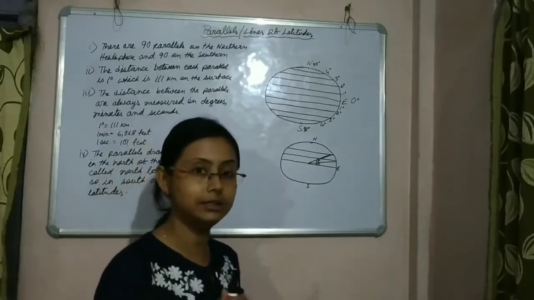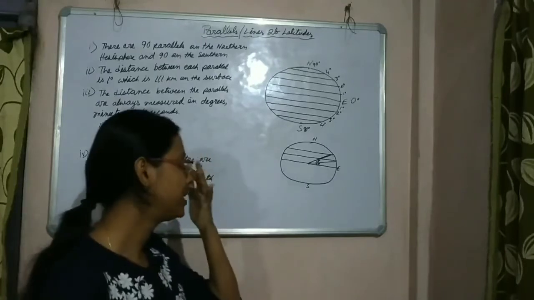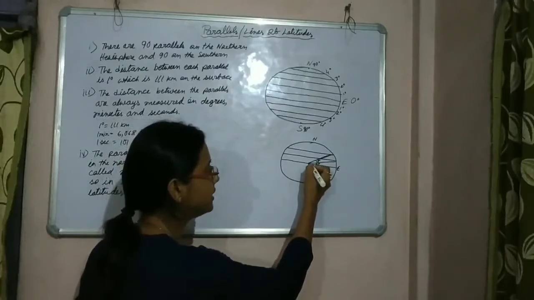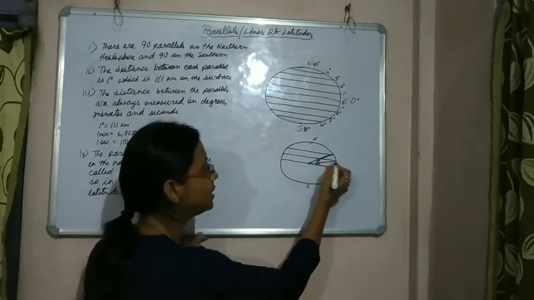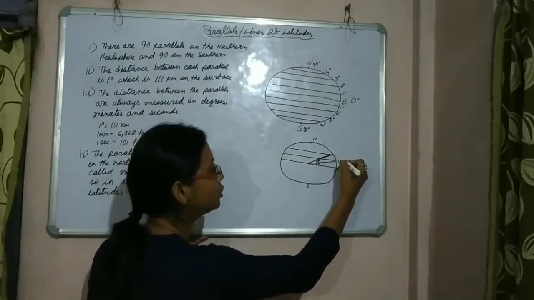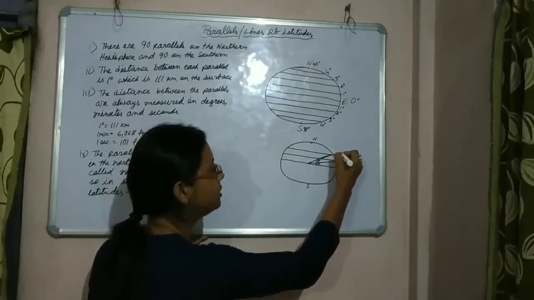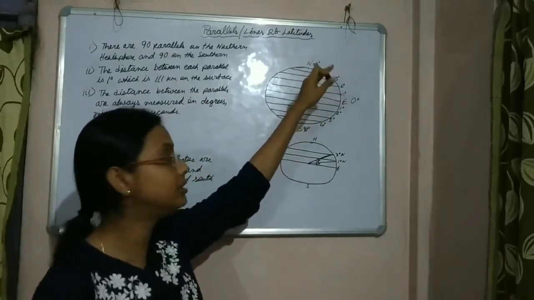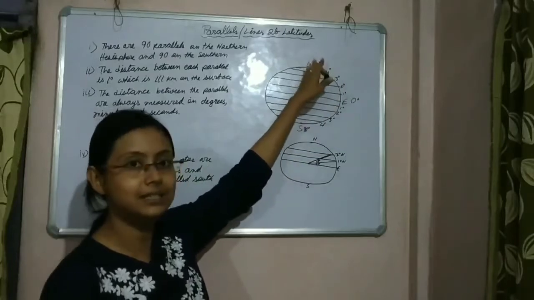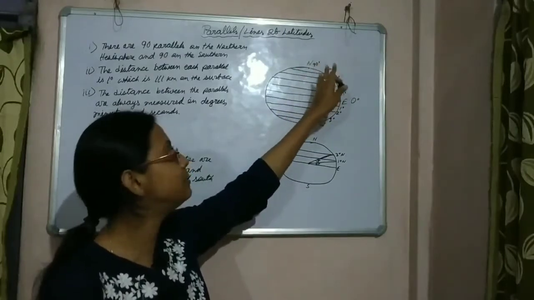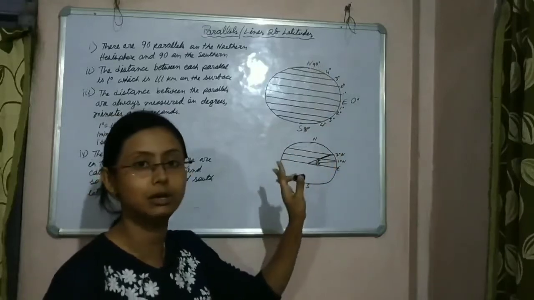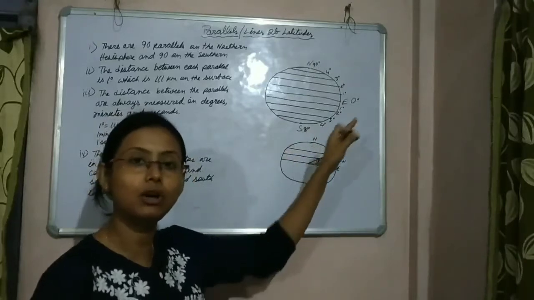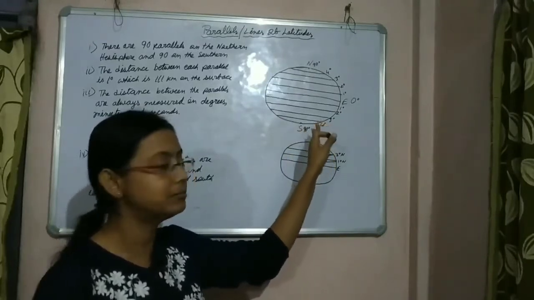Now, how is this distance measured in degrees? Here we can see, suppose this is the center of the earth. From this center, this is the 1 degree N parallel, and this is the 2 degree N parallel. Always remember, when we mark the parallels, you can see from 1 to 90, that means 90 parallels are drawn on the Northern Hemisphere and 90 on the Southern, and all have the same numbers. 1 degree, 2 degree, 3 degree, all have been numbered in this way.